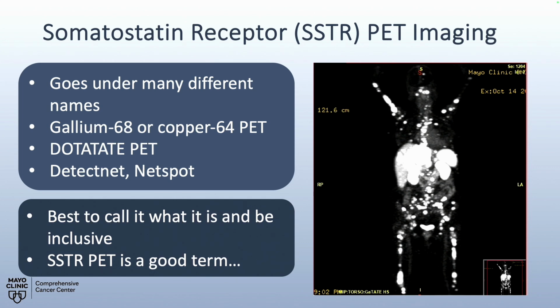Some people use gallium, some people use copper. Dotatate is actually a misnomer, because that's not what we're imaging. I'm trying to move away from that, but I keep saying dotatate PET. So it's a work in progress.